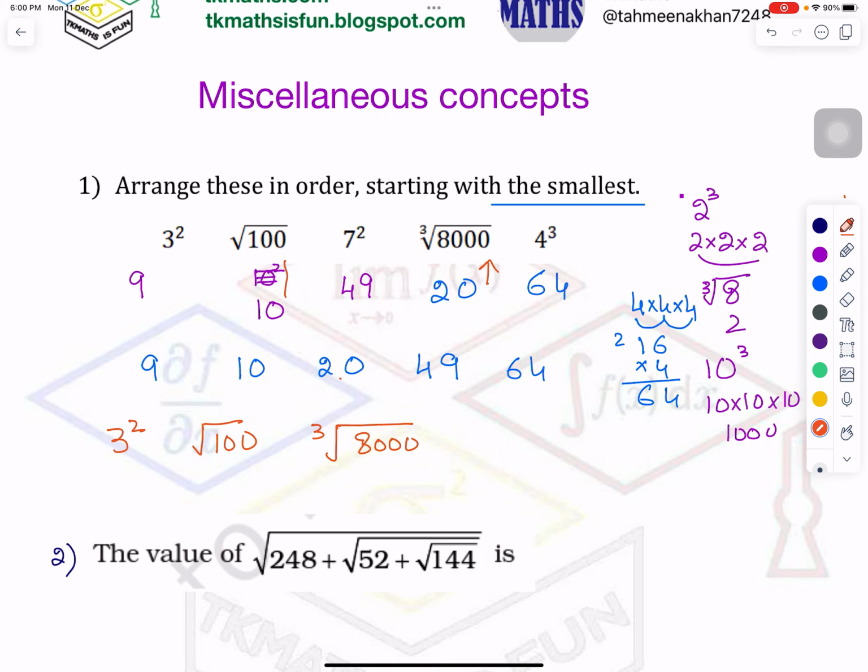And what is left? 49. 49 came from here, 7 square. And 64 came from 4 cube. So this is how you will rearrange them to start from the smallest. Okay. I hope you understood.